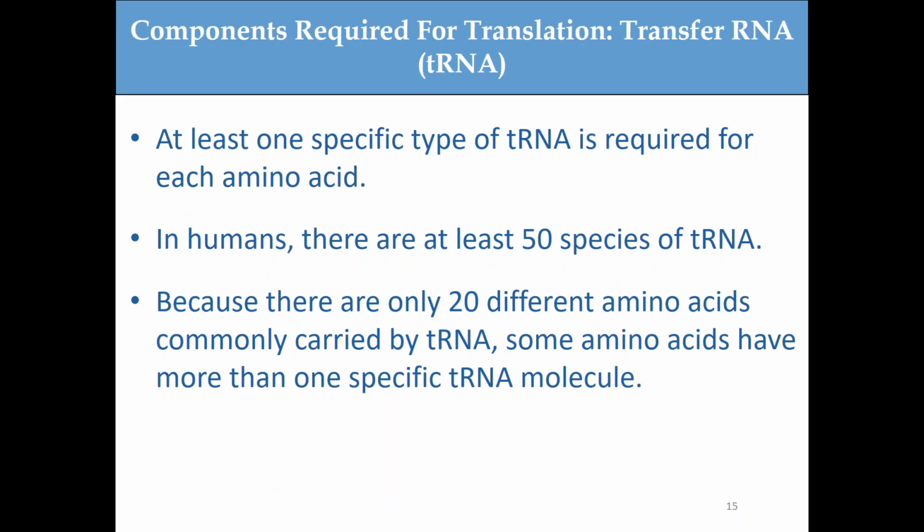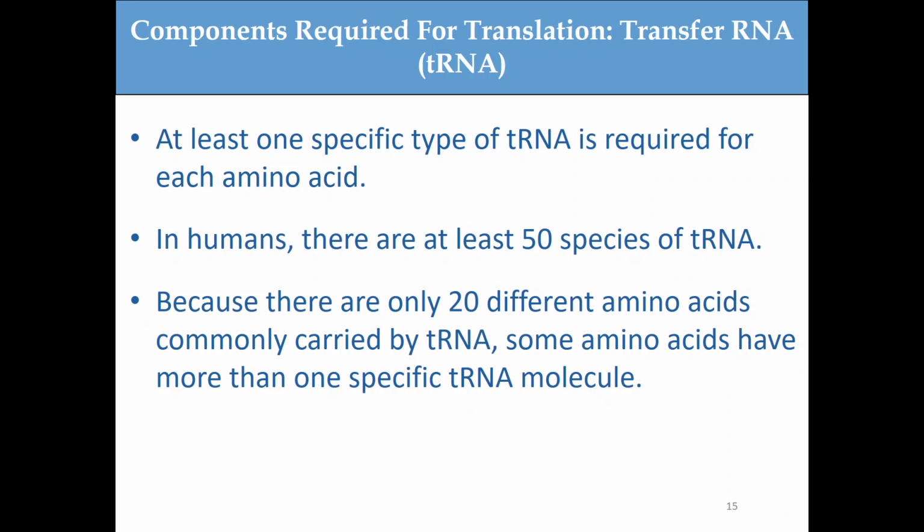Now, let's talk about translation. What do we need? The first thing, transfer RNA. Which RNA polymerase synthesizes transfer RNA? We have 1, 2, 3. We know 2 is for mRNA, 1 for ribosomal RNA, and 3 for transfer RNA. Now you know why we have 3 RNA polymerases, right?